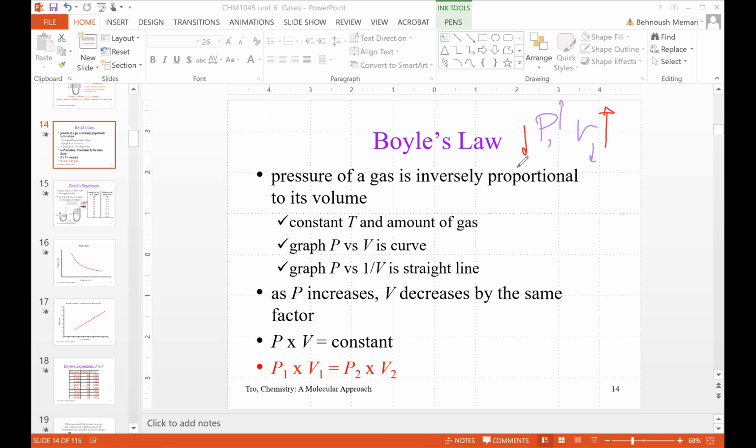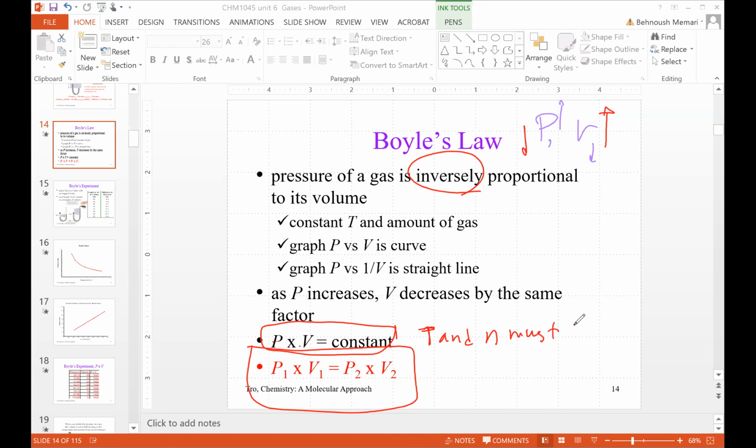So these are inversely proportional. But what would be the formula? If you increase the volume, pressure would go down, but how much is it going to go down? It would go down enough that the pressure times the volume is going to be a constant. Under what condition? Under the condition that temperature and n, T and n, must stay constant, okay? You cannot change the volume and also change the temperature and use Boyle's law. Temperature and n must be constant.